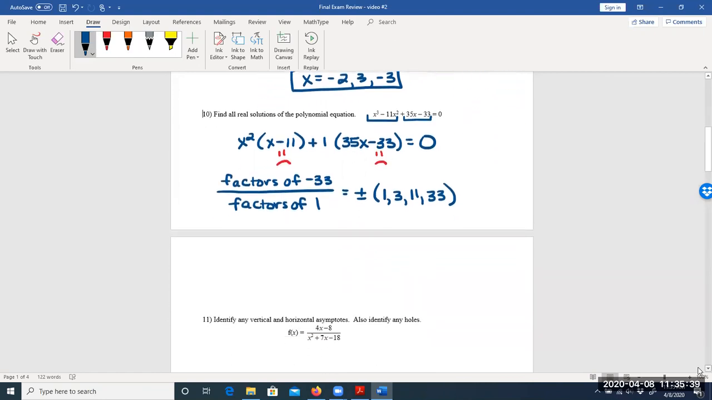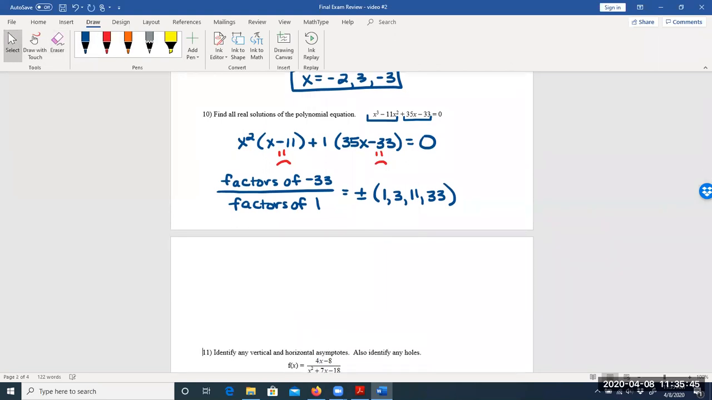Now we need to find one rational zero, and then we're going to be able to use synthetic division to finish the problem to find the remaining 2 zeros or solutions to this equation. So first I'm going to test negative 1 in that equation, and I'm going to see if it equals 0. If it equals 0, that's good. It means it is a solution to this equation.